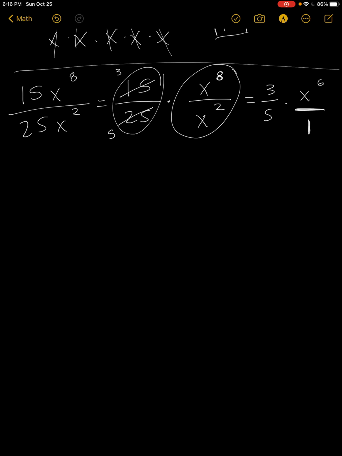You can always turn a number into a fraction like that. Right, and multiply tops. Multiply bottoms. 5 times 1 is 5. And I've got my answer. So I simplified this original fraction of 15x to the 8 over 25x squared to 3/5 x to the 6th power.